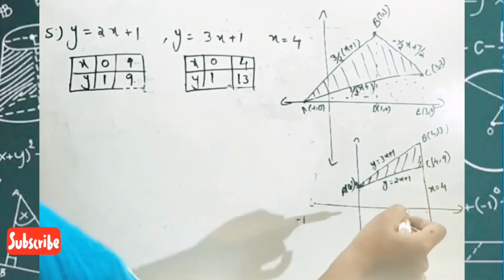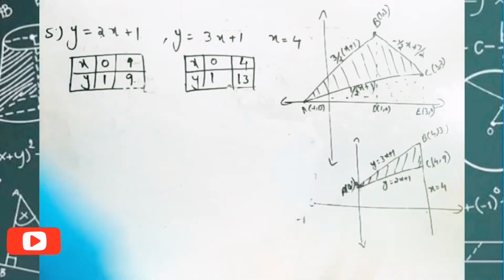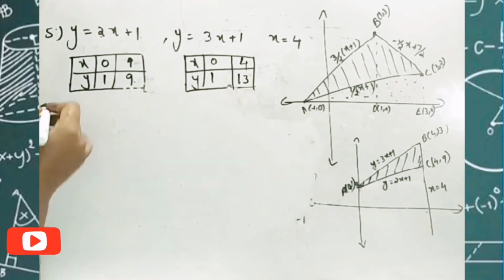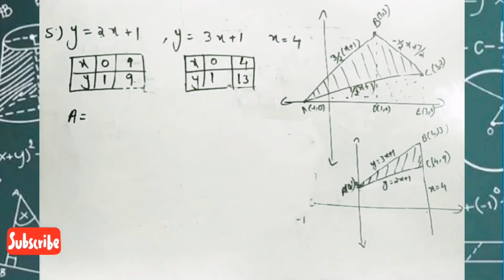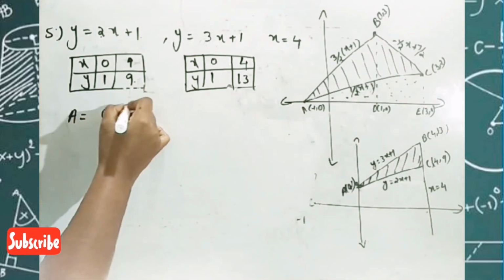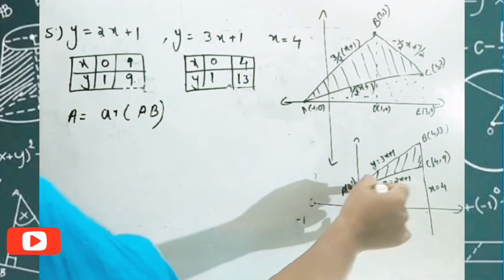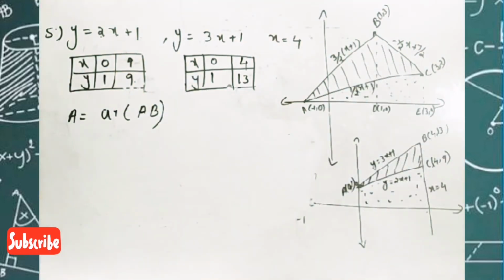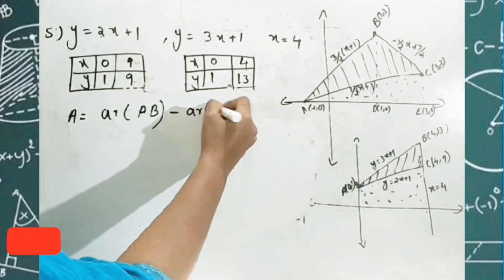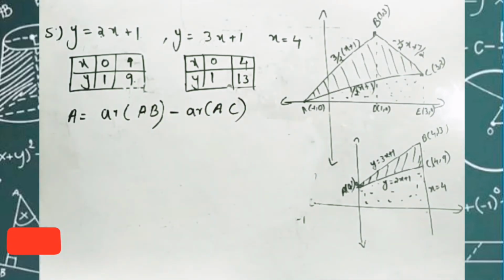One side is y is equal to 3x plus 1. The next side is y is equal to 2x plus 1 and this is x is equal to 4. So we need to find out the area of that triangle. The area of that triangle we will get as the area under the line AB. Area under the line AB means this full area, this dotted portion is also included. But then we need to get that straight line shaded portion. So what we want to do is area under the line AB minus area under the line AC.